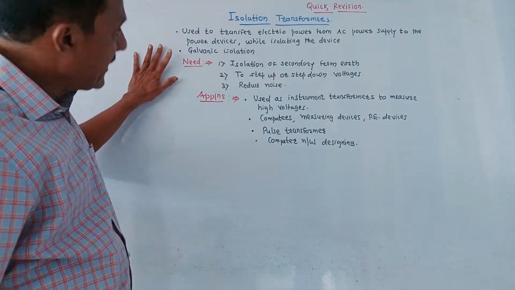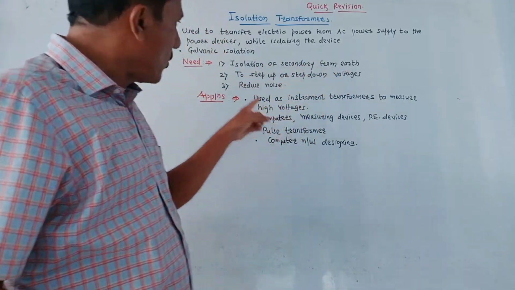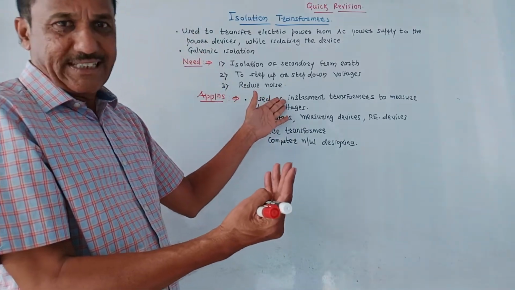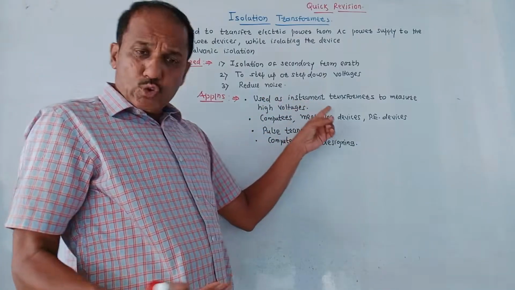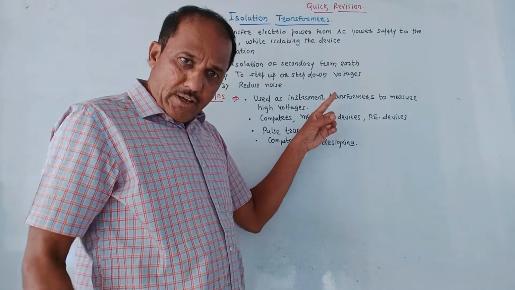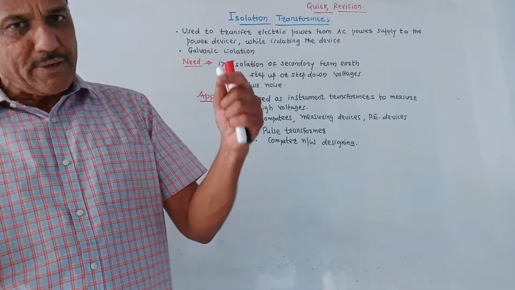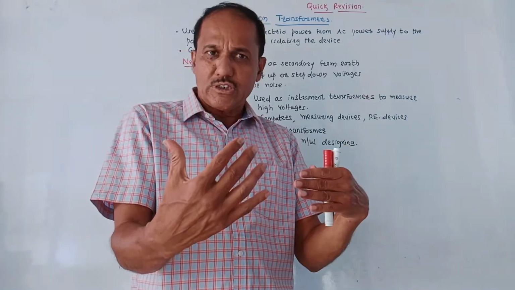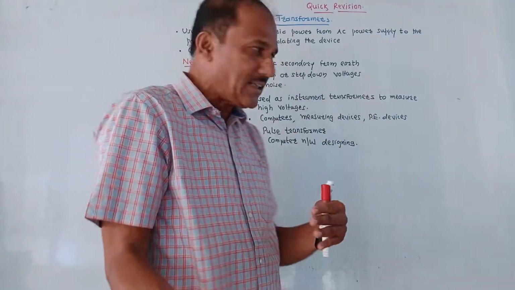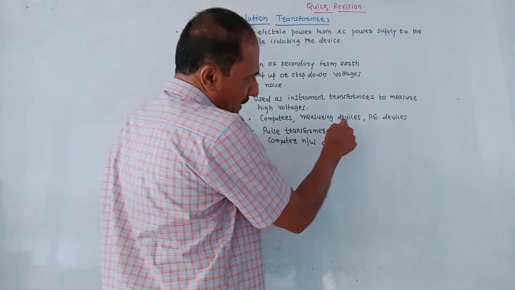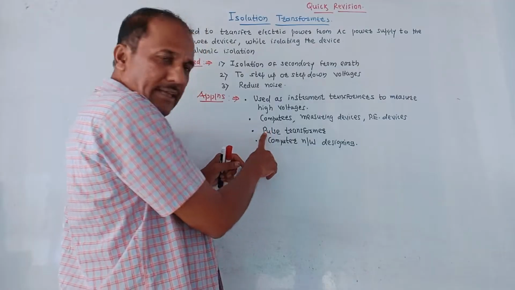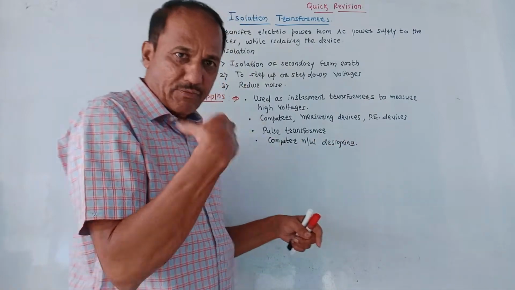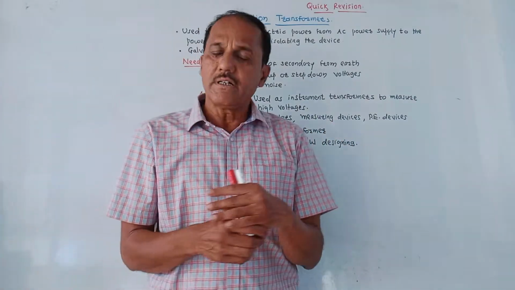Then what is its need? Basically, whenever you need isolation of a secondary from the earth, or if you want step up or step down operations, or to reduce noise signals. As for application areas, it is used as instrument transformers in order to make measurements, because in instrument transformers the voltage levels are high, so for measuring purposes step down isolation transformers are used, voltage levels are reduced and then measurements are carried out. Then it can be used in computer measuring devices, then power electronic devices. Then it can be used as a pulse transformer to generate pulses, I mean rectangular pulses at different intervals, and it can be used in computer network design.